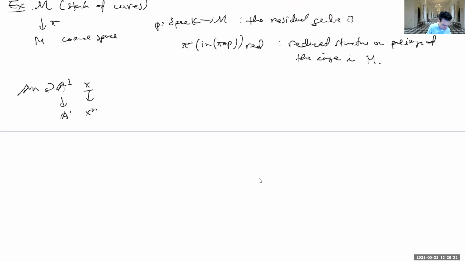Right. Okay. So that's what a gerbe is. I explained that the gerbes carry the obstruction data about fields of definition versus fields of moduli.